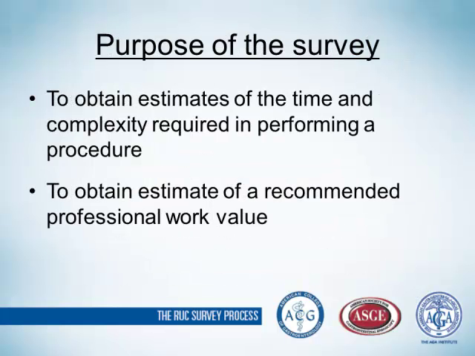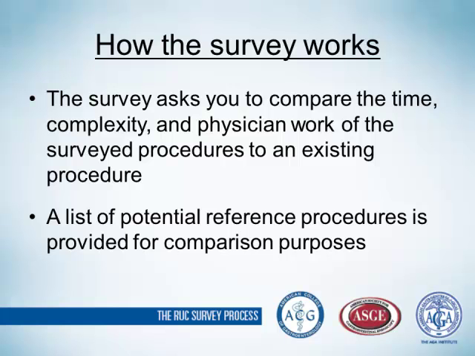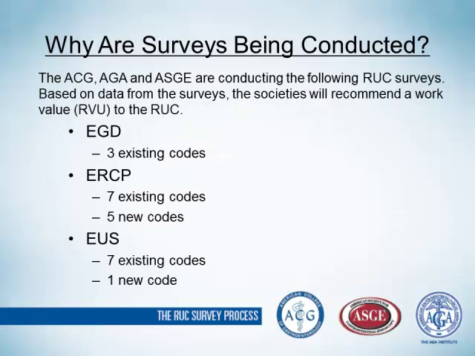Now, the purpose of the survey is to obtain estimates of the time and complexity required in performing a procedure and to obtain an estimate of a recommended professional work value. The survey asks you to compare the time, complexity, and physician work of the surveyed procedures to an existing procedure. A list of potential reference procedures is provided for comparison purposes. The surveys are being conducted by the AGA, the ASGE, and the ACG on the following procedures.